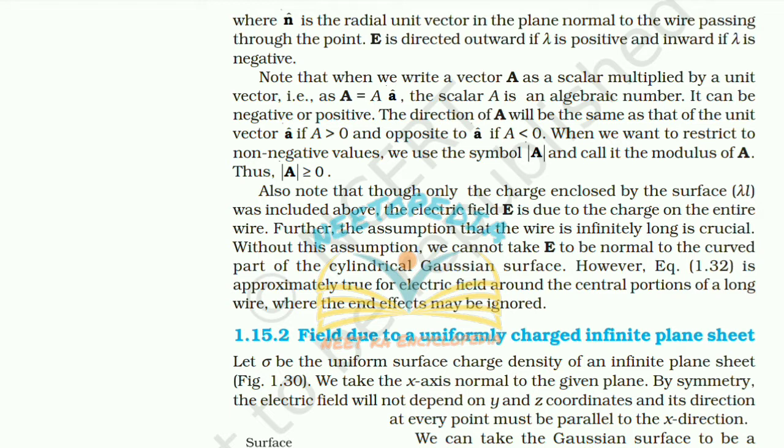When we want to restrict to non-negative values, we use the symbol |A| and call it the modulus of A. This modulus of A is greater than or equal to 0. Also note that only the charge enclosed by a surface was included above, while the electric field E is due to the charge on the entire wire. Further, the assumption that the wire is infinitely long is crucial. Without this assumption, we cannot take E to be normal to the curved part of the cylindrical Gaussian surface. However, the equation is approximately true for electric field around the central portions of the long wire, where the end effects may be ignored.